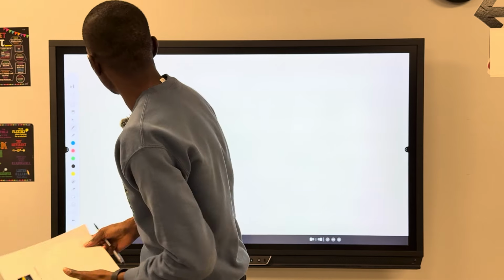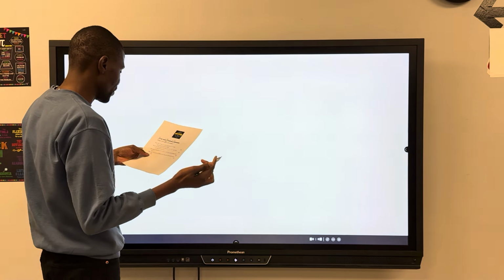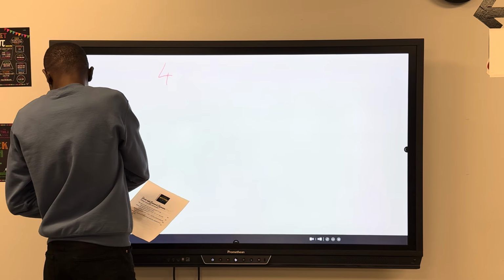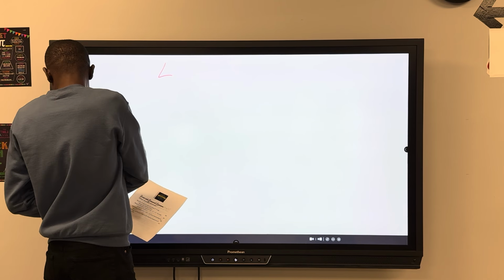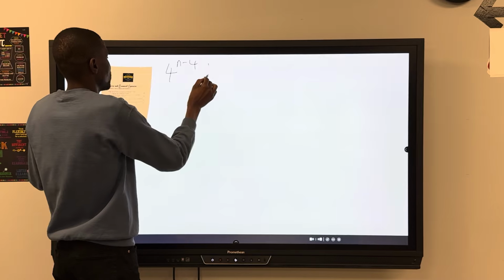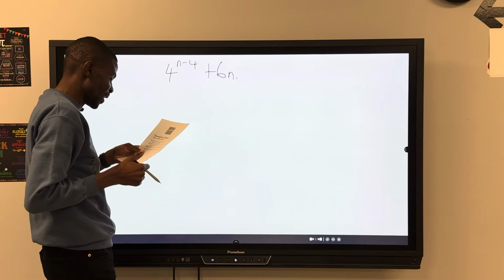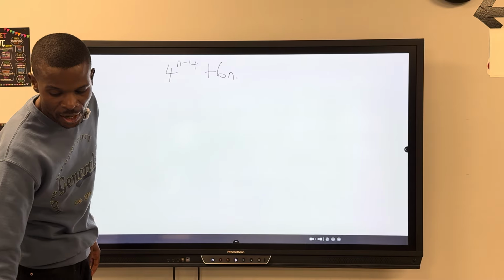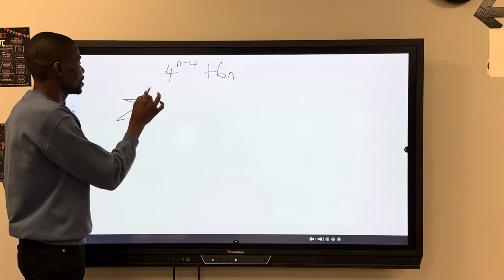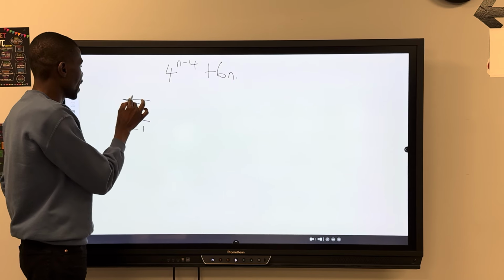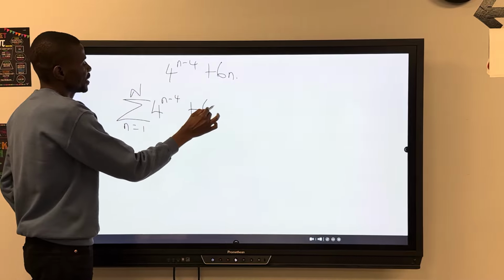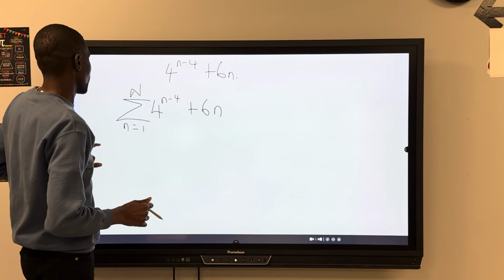Right, so first part, we are just given this series here. We are given the series 4 to the n minus 4 plus 6n. We need to find the sum of the first n terms. To find the sum of the first n terms, we are going to introduce the summation from n equal to 1 up to n of 4 to the n minus 4 plus 6n.